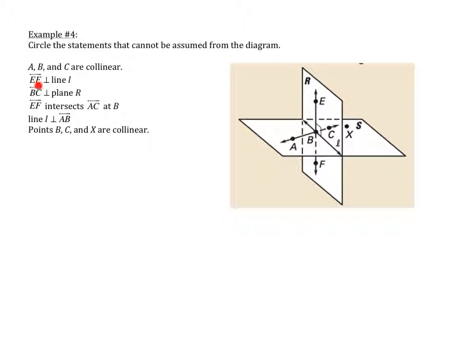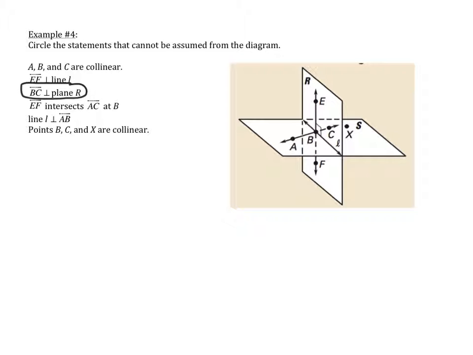Next, we have line EF is perpendicular to line L. So first, let's find line EF. Here's line EF, and it is perpendicular to line L because we know that it is forming a right angle right here. So we do know that line EF is perpendicular to line L. Next, we have line BC perpendicular to plane R. So line BC right here, perpendicular to plane R. We only know that line EF is perpendicular to plane S. We don't know that line BC is perpendicular to plane R. So we cannot assume that line BC is perpendicular to plane R.